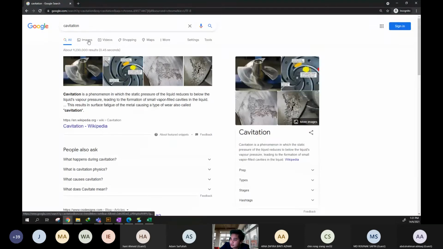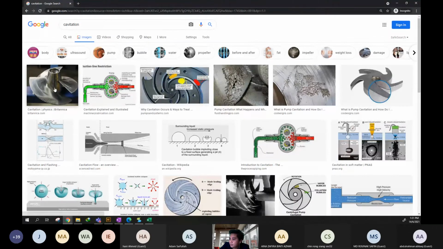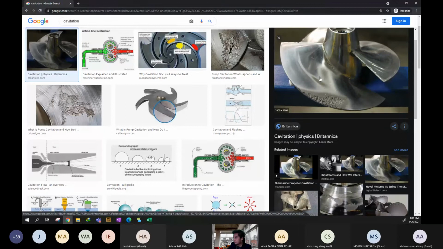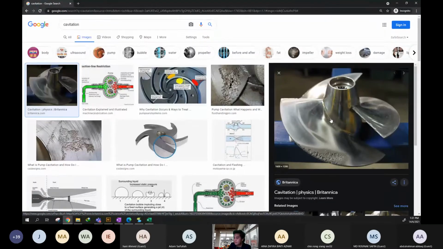Okay, this is the cause. You can see, this is the blade. Okay, sorry, this is the turbine, I think. The turbine blade. You can see here, this is damage. The damage is due to the cavitation. So many engineering companies try to avoid cavitation by adjusting the fluid flow.